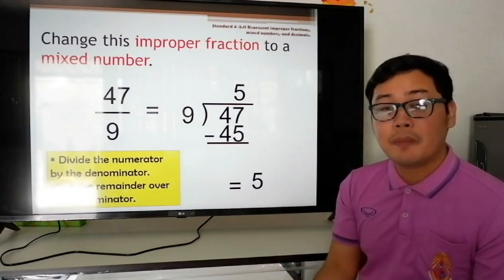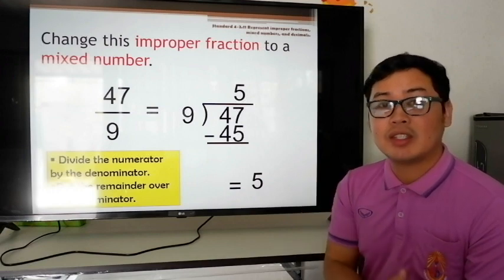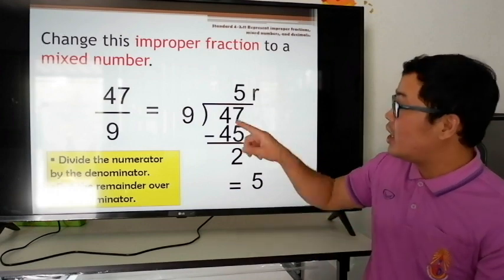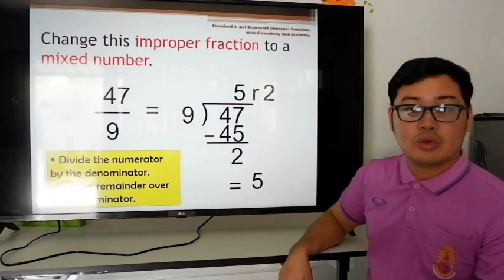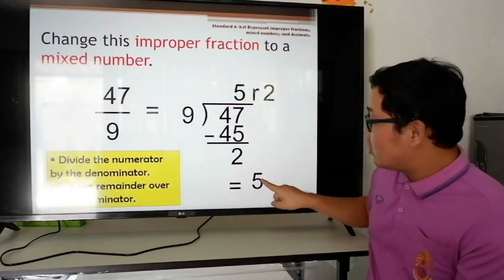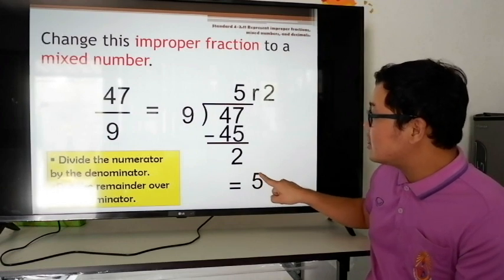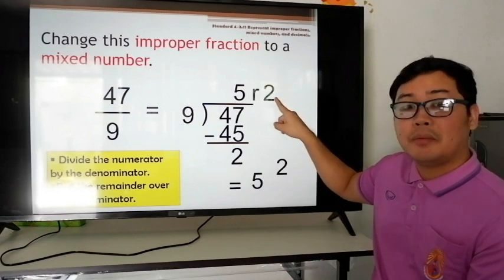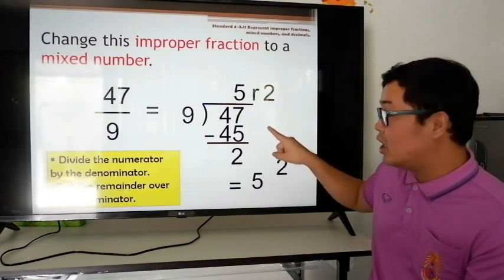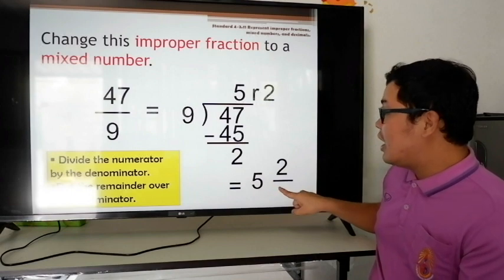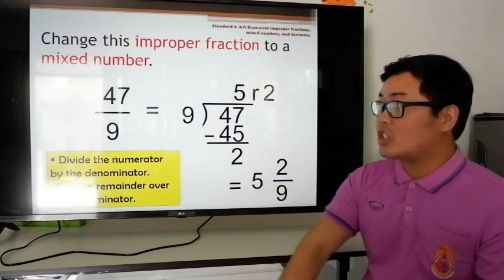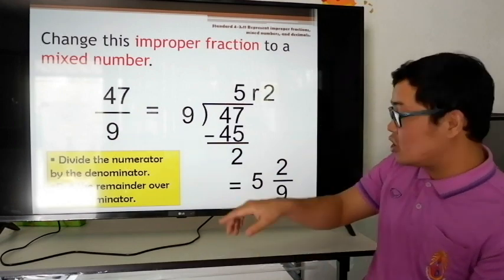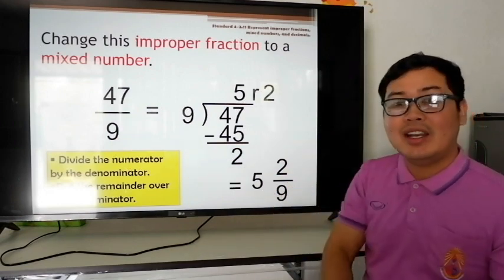So the next step is you are going to minus it. 47 minus 45 is equals to 2. So we have the remainder 2. So again, our whole number is 5. Next is our numerator is 2 because this one is our remainder. Okay, remainder is our numerator. And our denominator is 9. Okay, so meaning 47 over 9, we write this one in a mixed fraction 5 2/9.